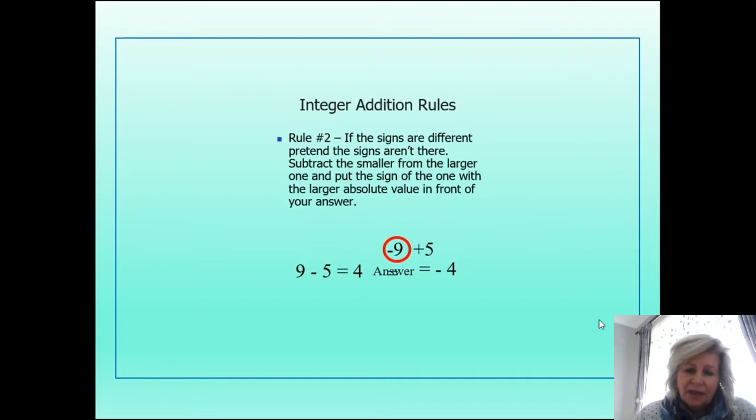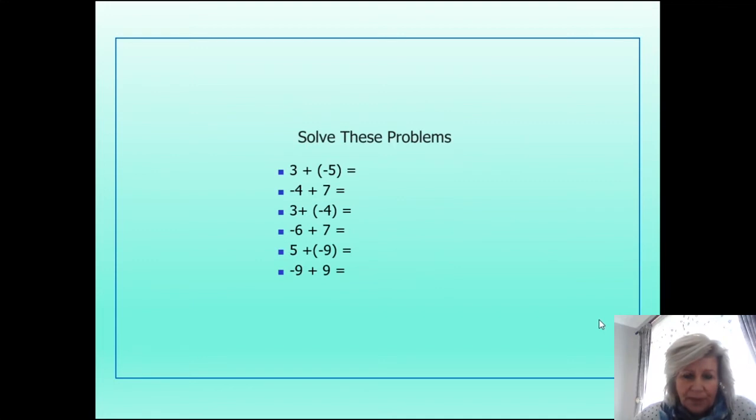Then, integer addition rules. If the signs are different, pretend the signs are not there. Subtract the smaller from the larger one. Put the sign of the one with the larger absolute value in front of your answer. So -9 plus 5, you take 9 minus 5 is 4. What is the absolute value? The biggest number is 9, which means -4.